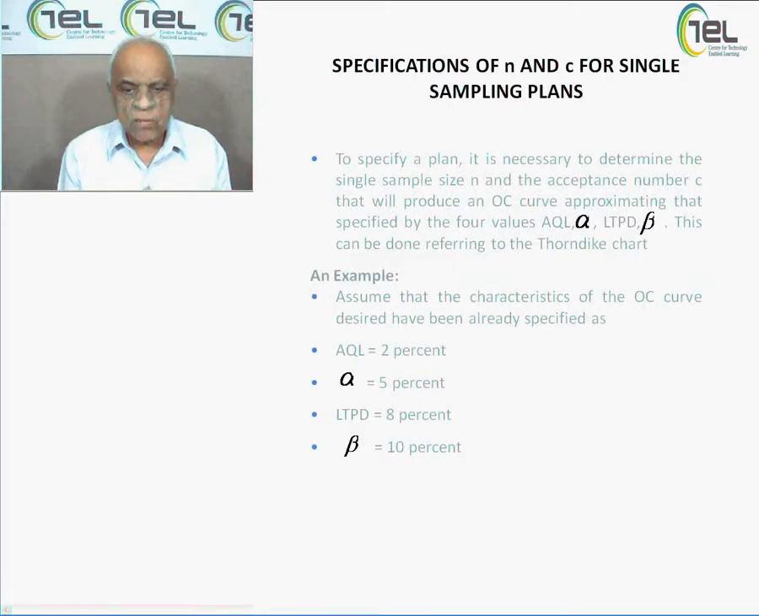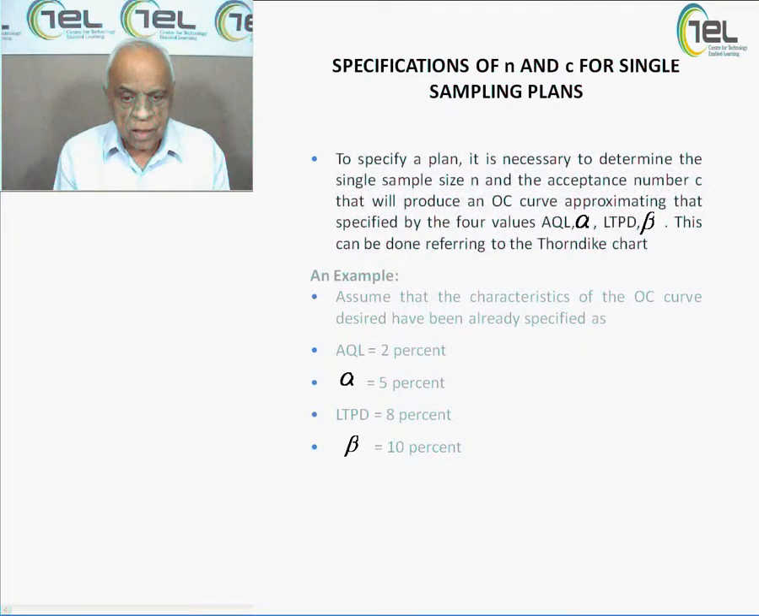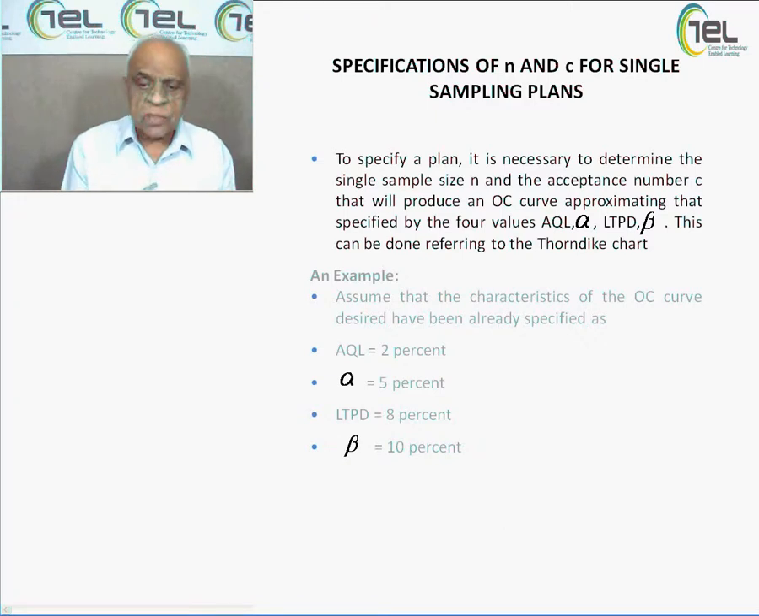Now the specification of N and C I am talking about is for a single sampling plan. We have made one sample, and we are discussing what is to be done here. To specify a plan, it is necessary to determine the single sample size N and the acceptance number C that will produce an OC curve, that is the operating characteristic curve, approximately specified by four values: AQL, alpha, LTPD, beta. That is, I am taking consumers and producers both into consideration.